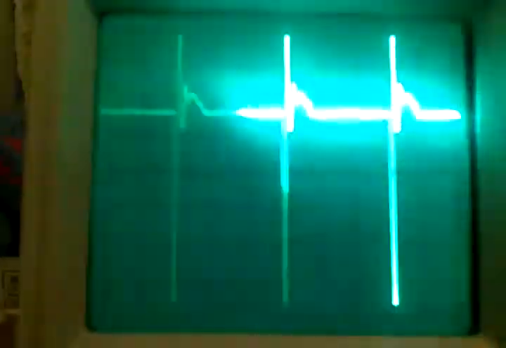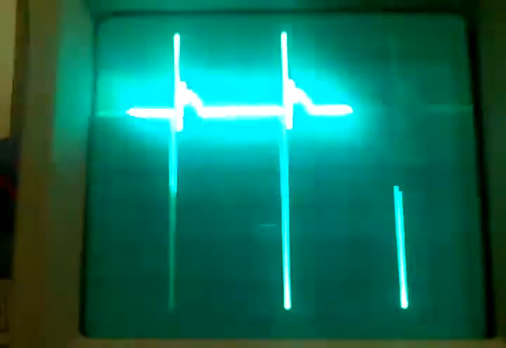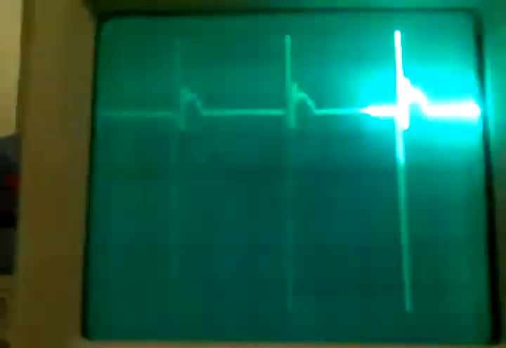What we have here is a remarkable circuit. These are the waveforms for a DC based on Don Smith's work. And I'm going to show you the circuit before we go any further.